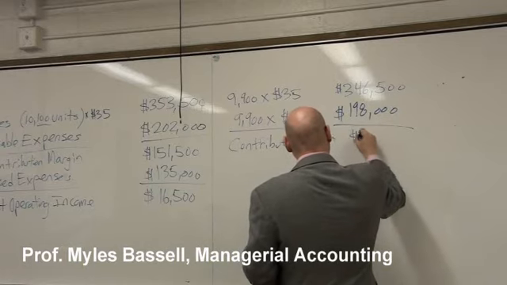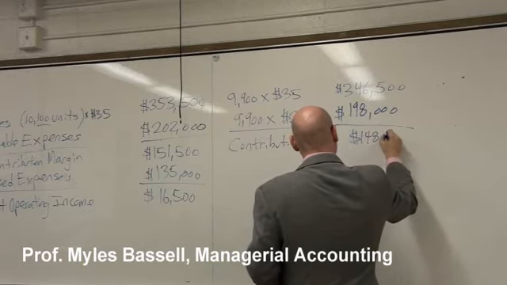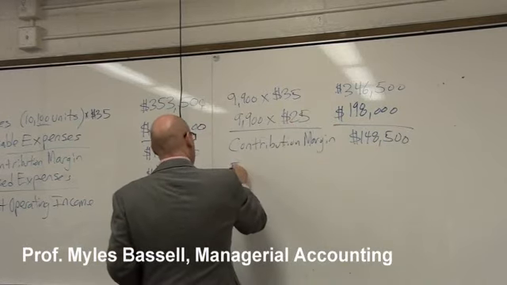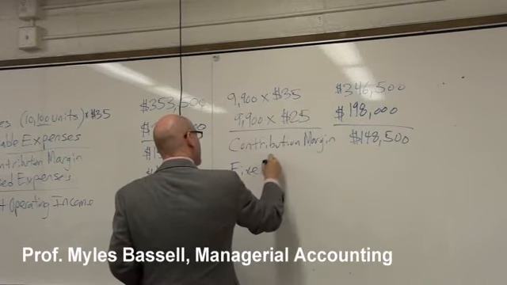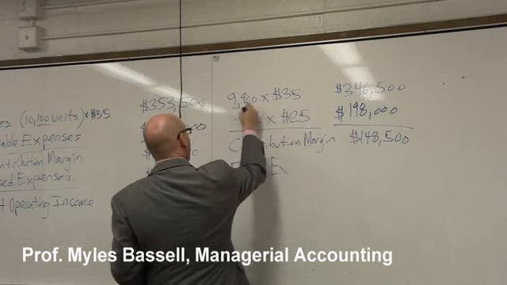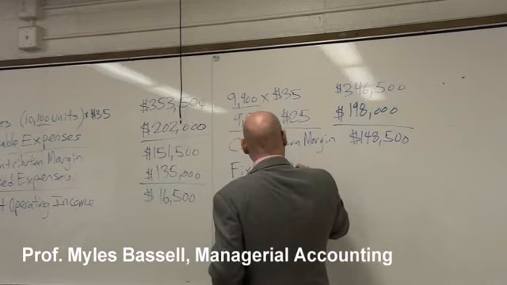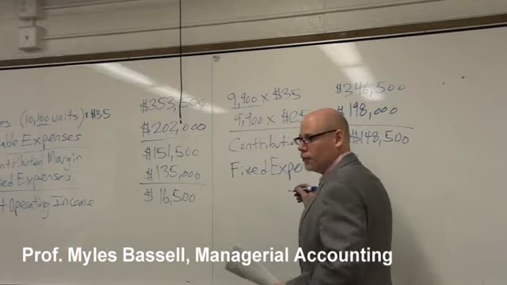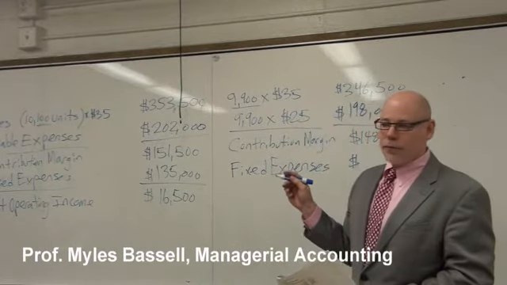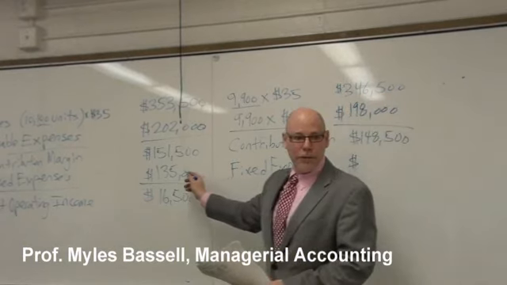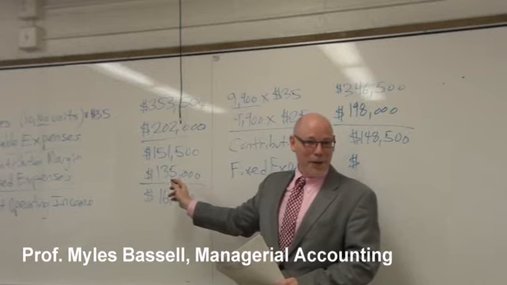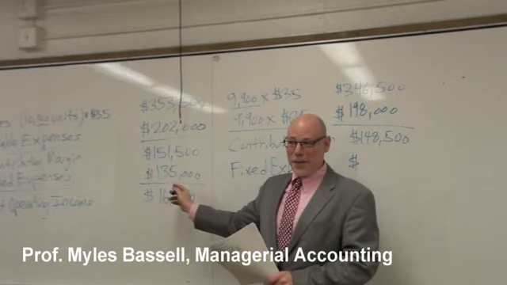148,500. Right, 148,500. Now we have our fixed expenses. At 9,900 units, what are our fixed expenses in terms of dollars? 135? Are you sure? Why is it 135,000?